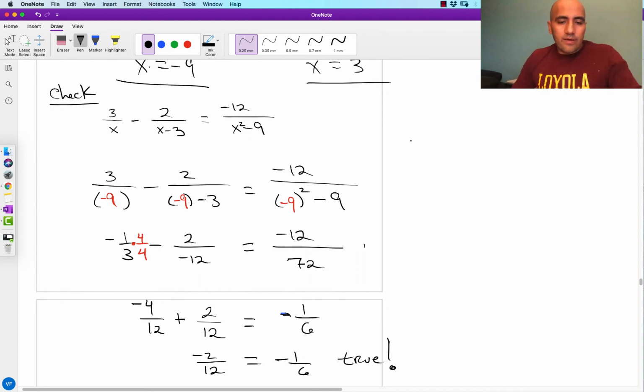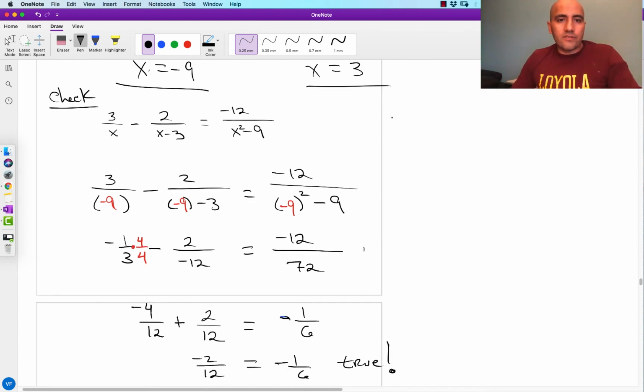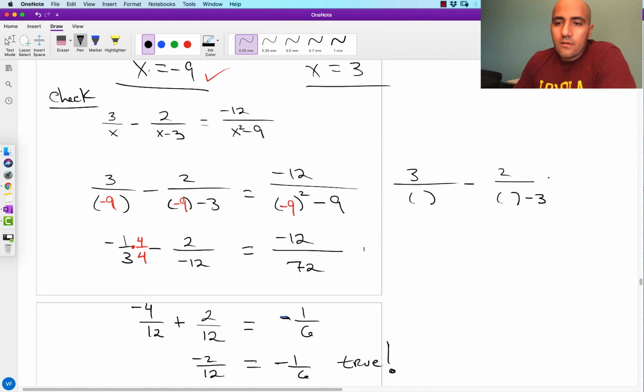Okay, and then what about the other one? If we focus on the other one, we've established that this one's a true one. But what about the other one? So we have 3 over blank minus 2 over blank minus 3 equals negative 12 over blank squared minus 9.